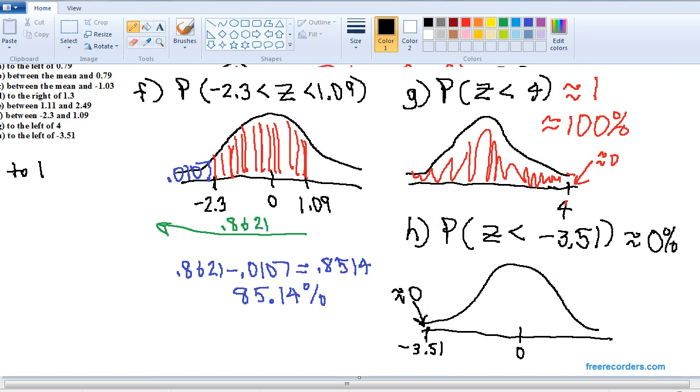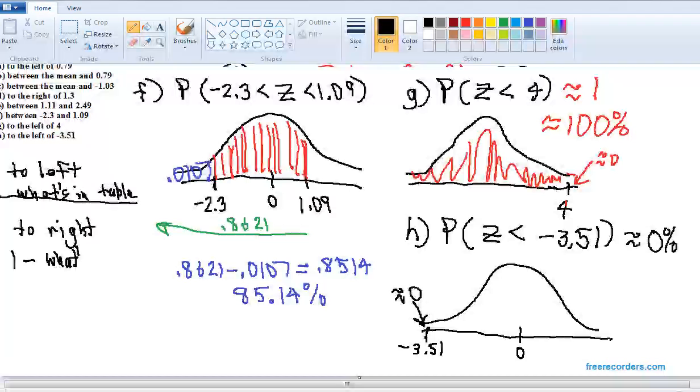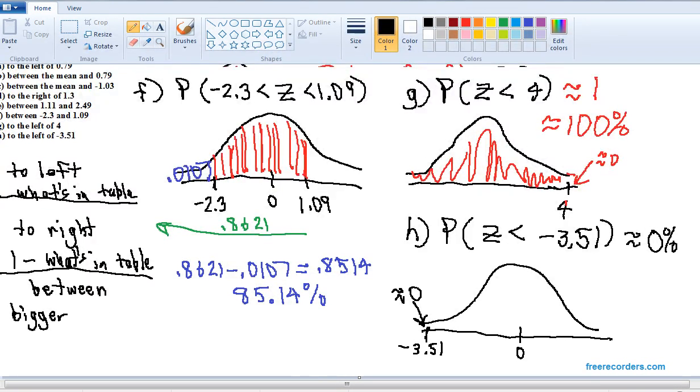Whenever you're looking up an area to the left of a number, you answer with what's in the table. Whenever you're looking up something to the right of a number, you take what's in the table and subtract it from 1. And whenever you're trying to find what's between two z values, you take the bigger probability and the smaller probability and you subtract them, the big one minus the small one.